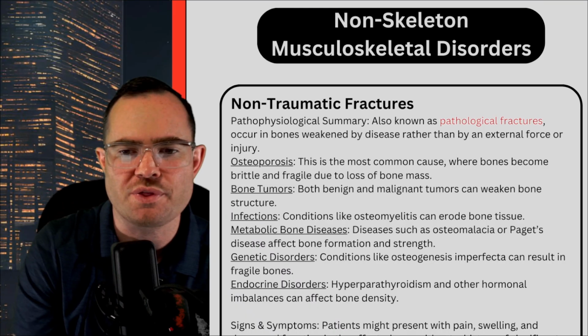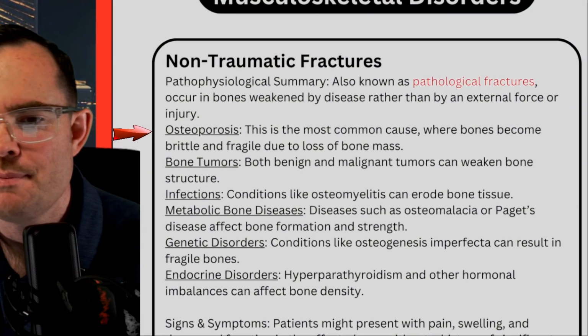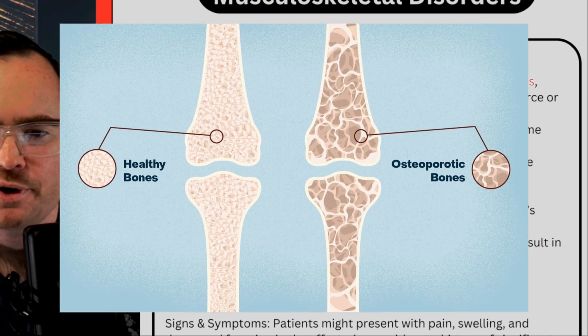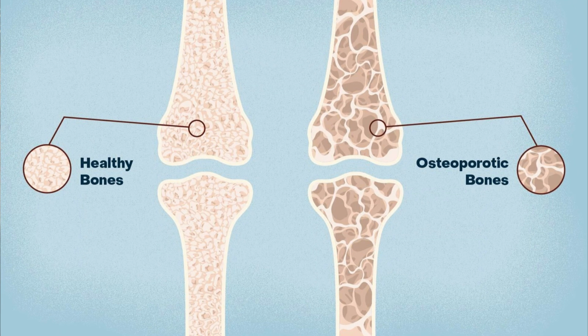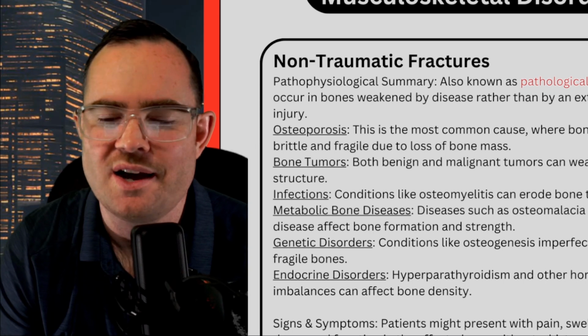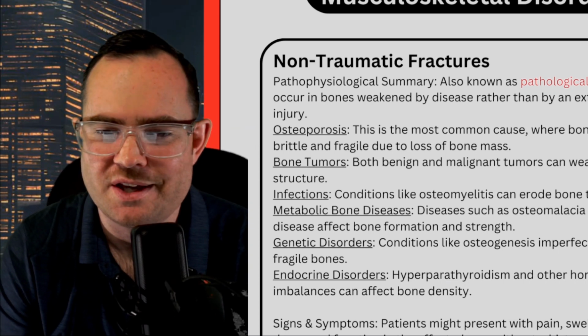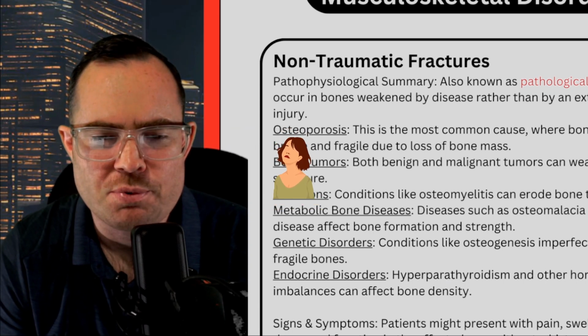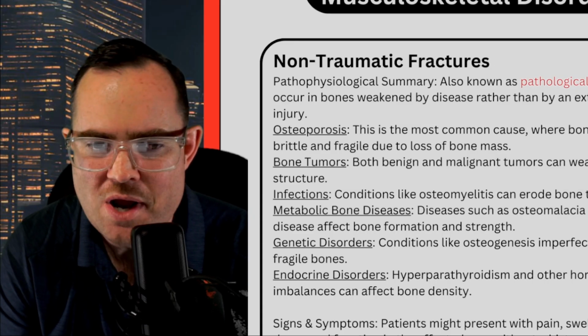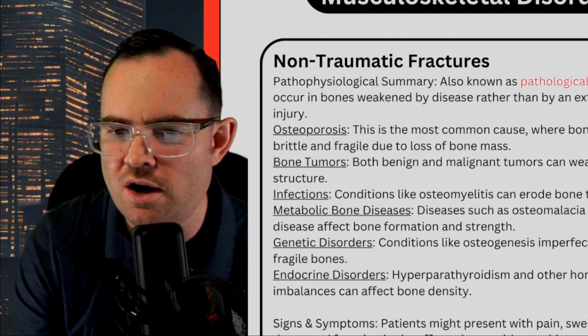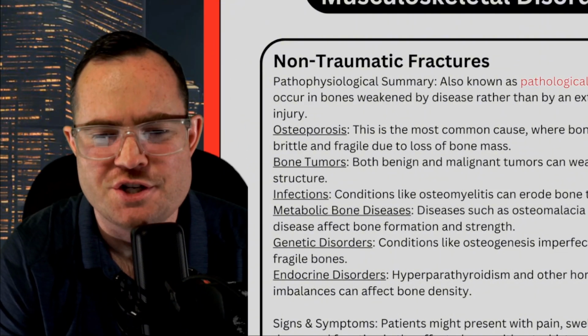And the first one, we start with osteoporosis. The most common cause, where bones become brittle and fragile due to loss of bone mass. And this bone degeneration just happens over time. Believe it or not, more commonly in Caucasian women, osteoporosis is bone mass just keeps dropping and dropping and dropping. And then all of a sudden you're running a call on Mrs. Smith who fell and she broke her hip.